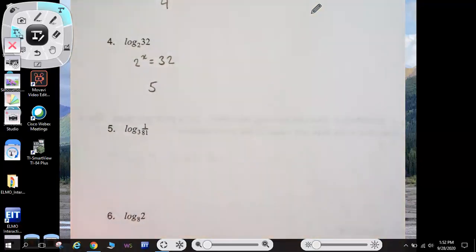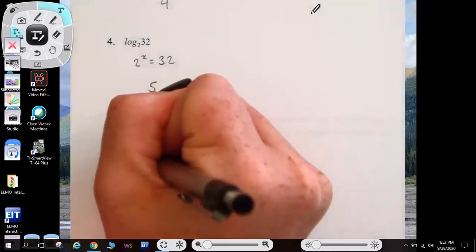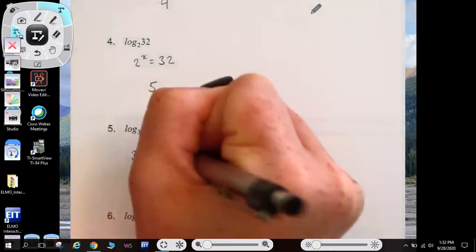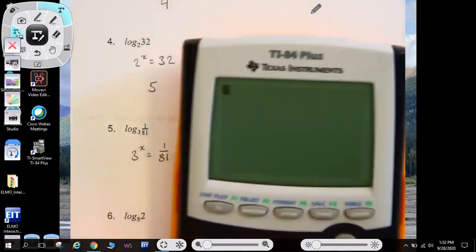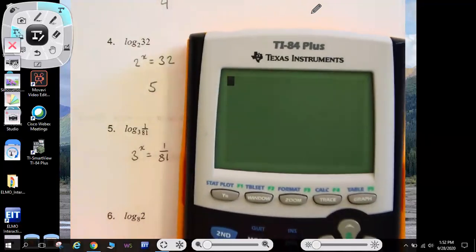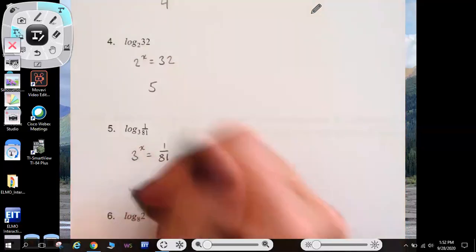Number 5, log base 3 of 1 over 81 is asking 3 to what power equals 1 over 81. So this is one of those where our exponent needs to be negative, but I'm going to ignore the fact that it's a fraction and just raise 3 to different exponents until I get 81. So it's not 3 squared, not 3 cubed. 3 to the 4th power gets us 81, but since it's 1 over 81, I know that I need to make that 4 a negative. So our answer is negative 4.